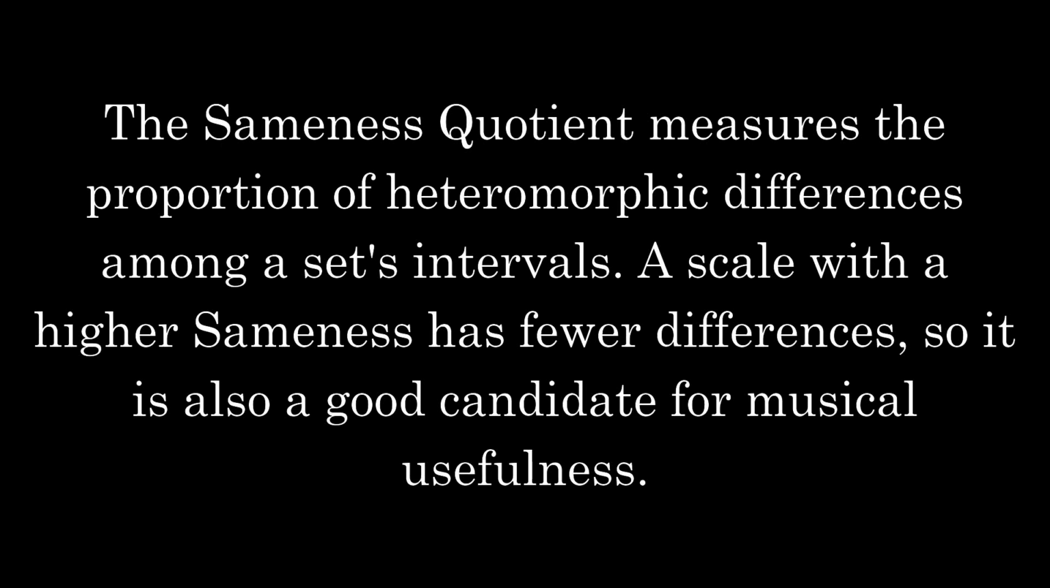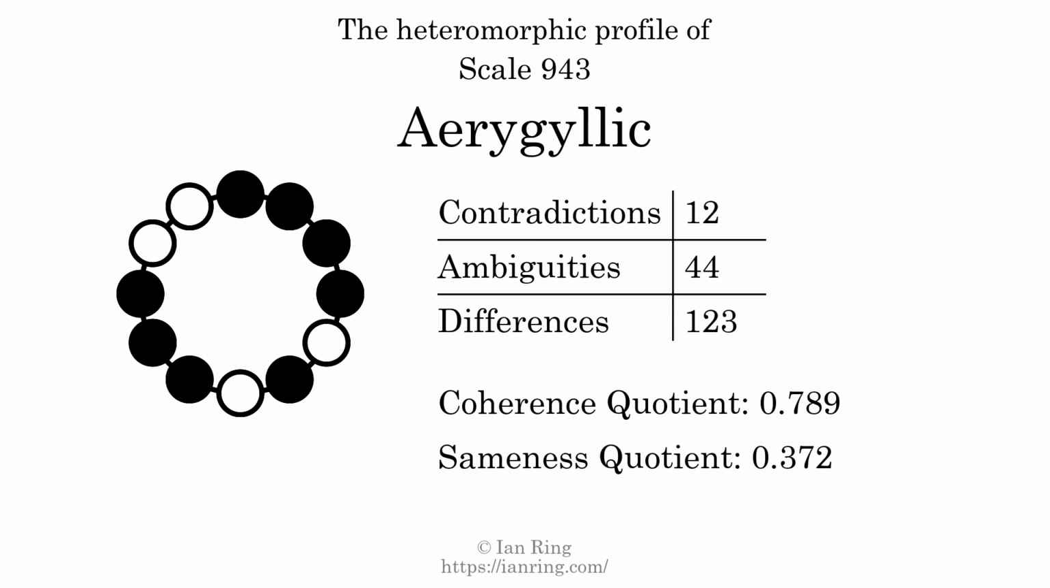The sameness quotient measures the proportion of heteromorphic differences among a set's intervals. A scale with a higher sameness has fewer differences, so it is also a good candidate for musical usefulness. The sameness quotient is 0.372.